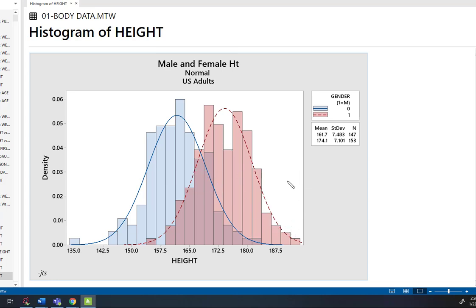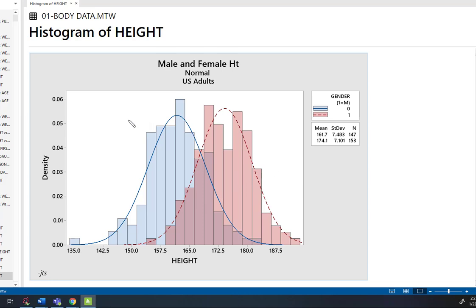So it looks like our surmise, that maybe this height data had two different variables in it, female height and male height, is kind of supported as we look at the two histograms overlaid on the same axis.